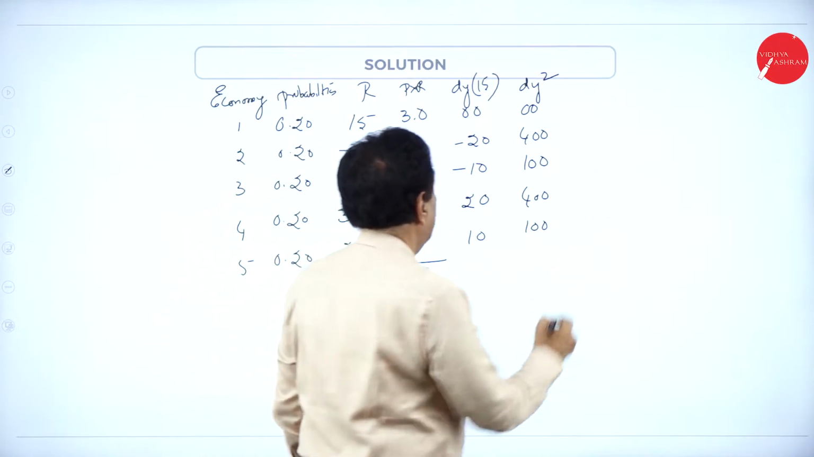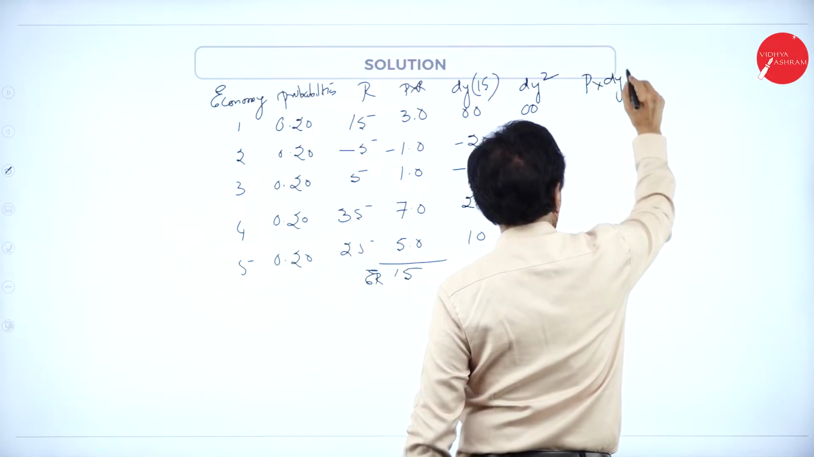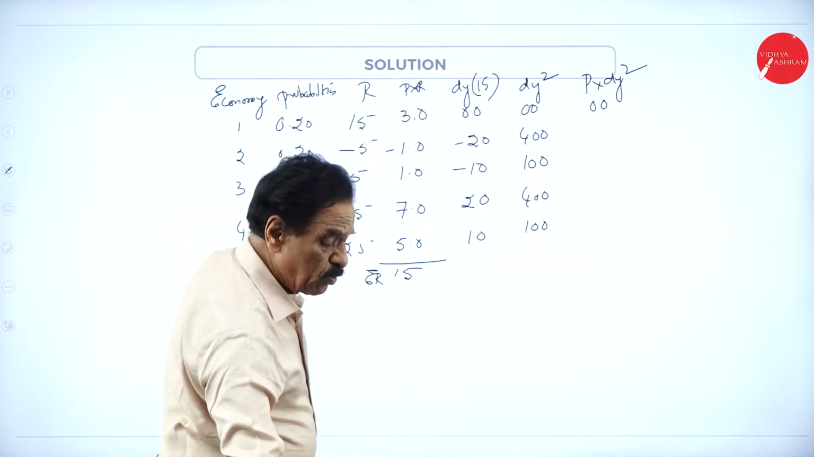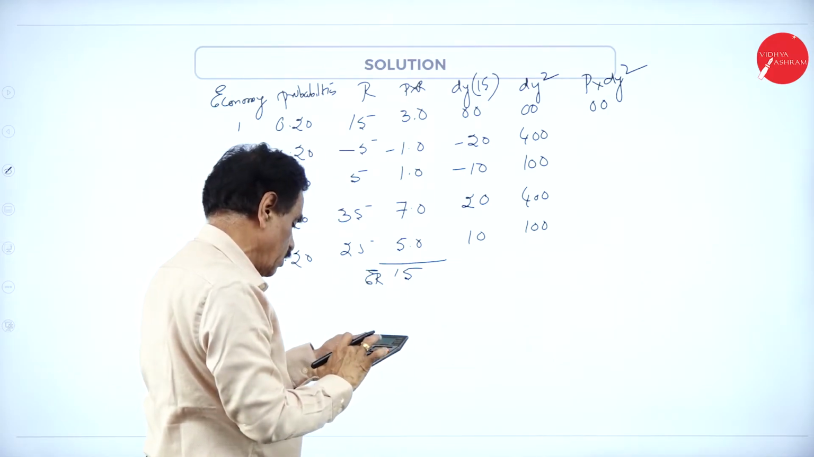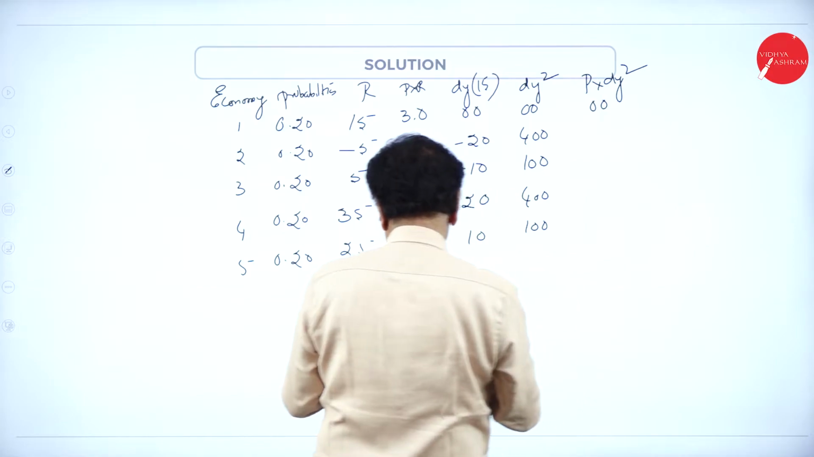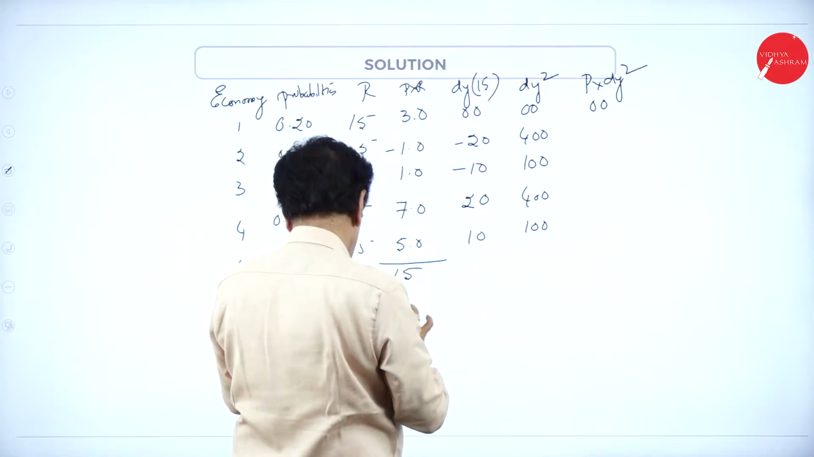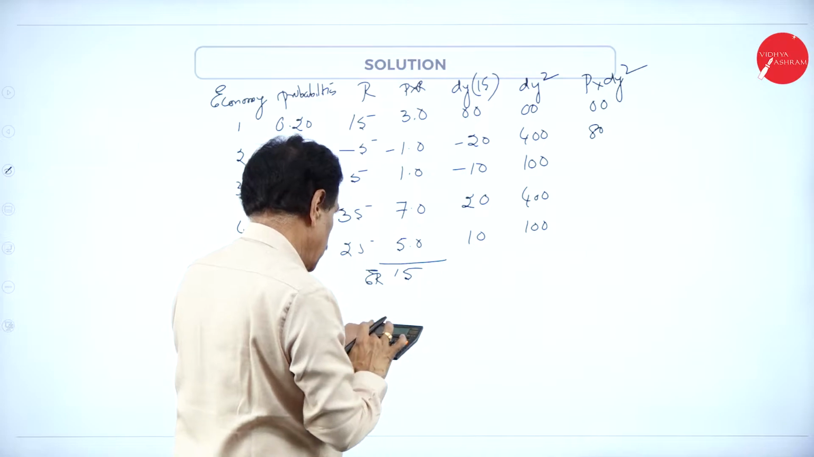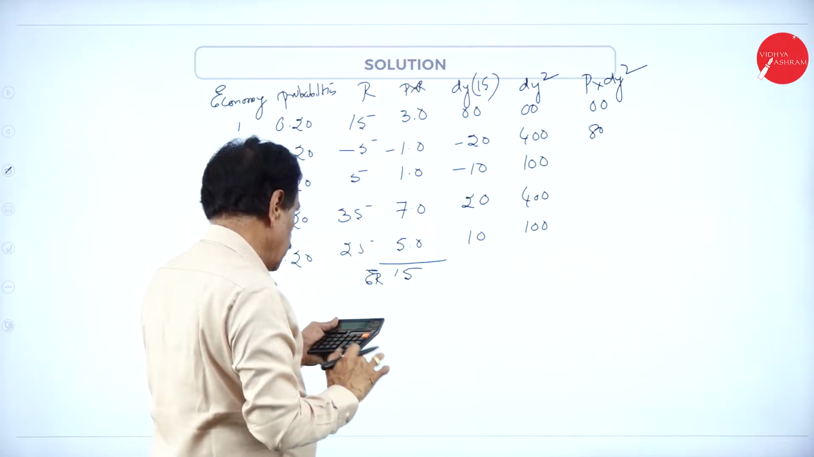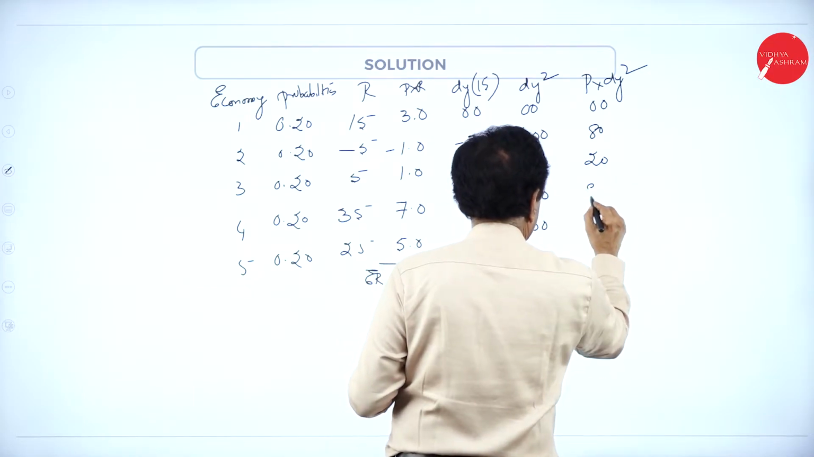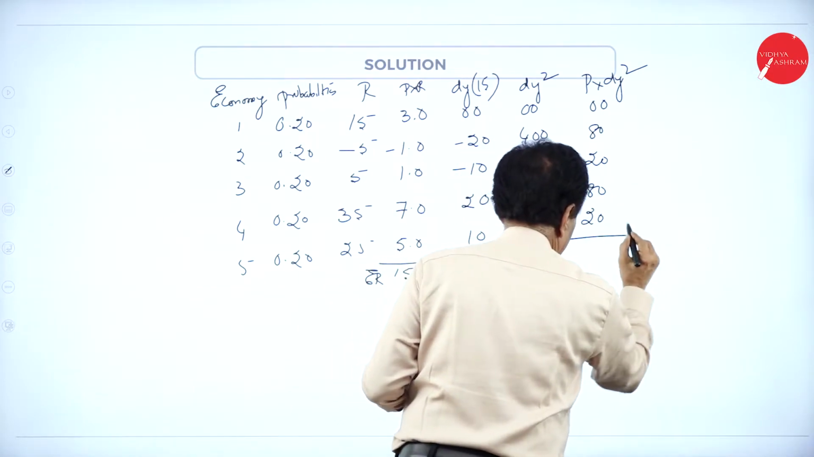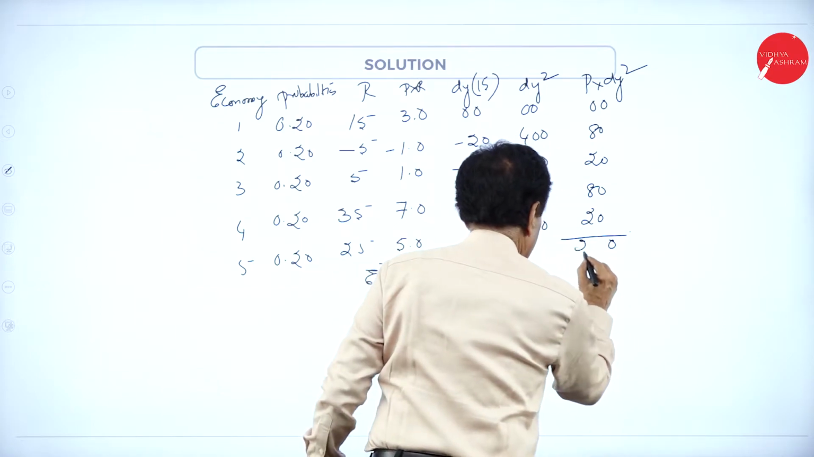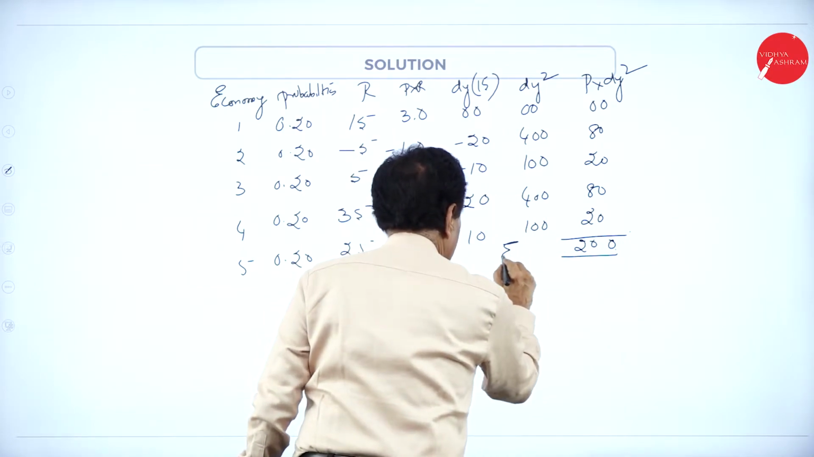Then what is the next step? P into dy square. 0 into this is 0. 400 into 0.20 is equal to 80. 100 into 0.20 is equal to 20. This is 80, this is 20. Add the figures: 0, 200. This is sigma P dy square.